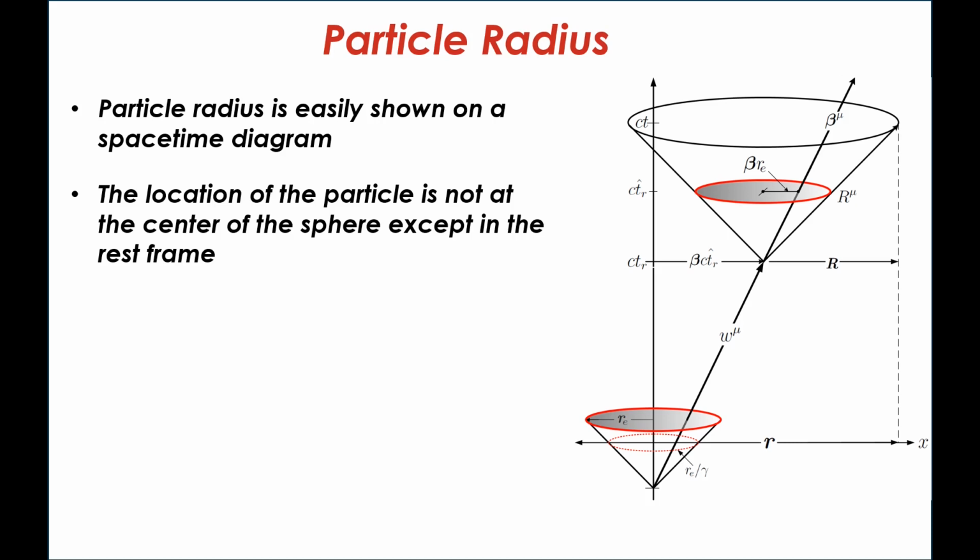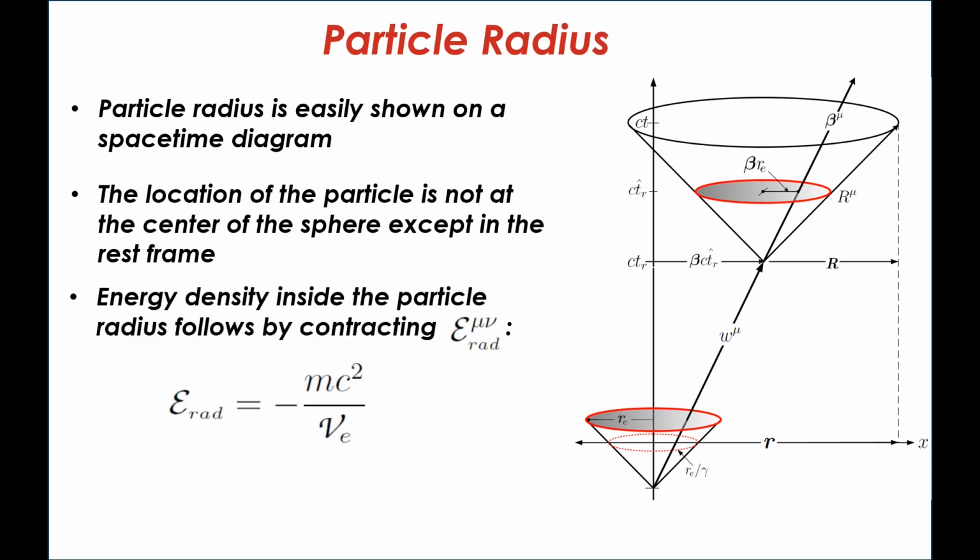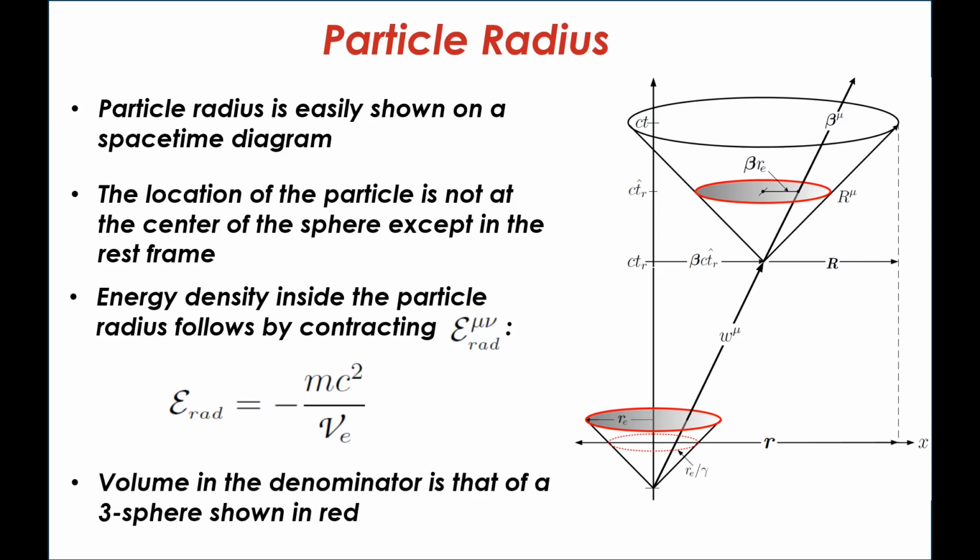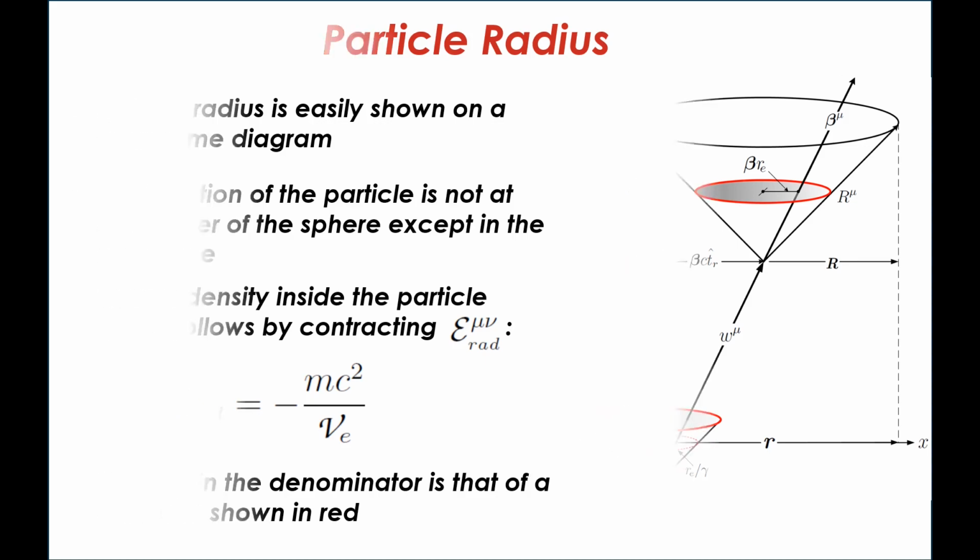Now let's calculate the energy density inside the particle radius. We do this by contracting capital E mu nu with the metric tensor. This gives us scalar E rad equal to the mass energy of the electron divided by the volume V sub E. This volume is that of a 3-sphere enclosed by the red rings in the space-time diagram. This sphere, not surprisingly, has a radius equal to the classical electron radius.